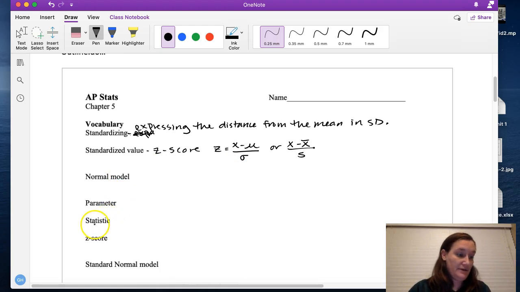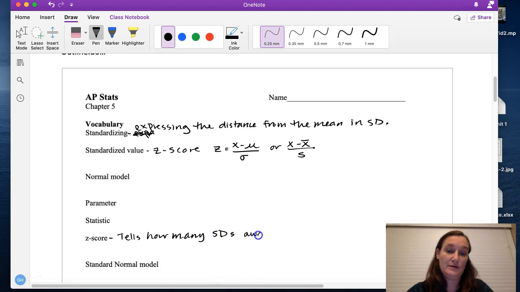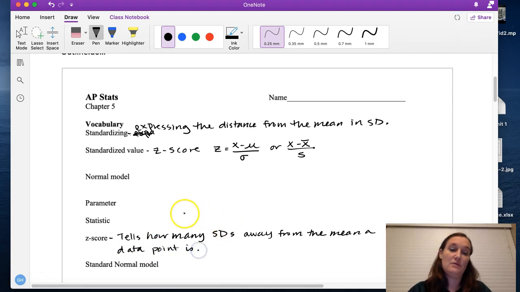And I just defined z-score, but I'll reiterate what we wrote up here. It tells how many standard deviations away from the mean a data point is, and it standardizes it. Now, why do we want to standardize stuff? So that we can compare them.